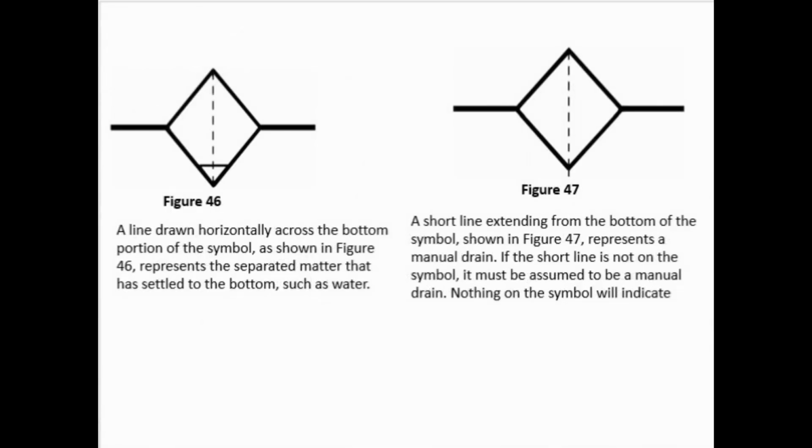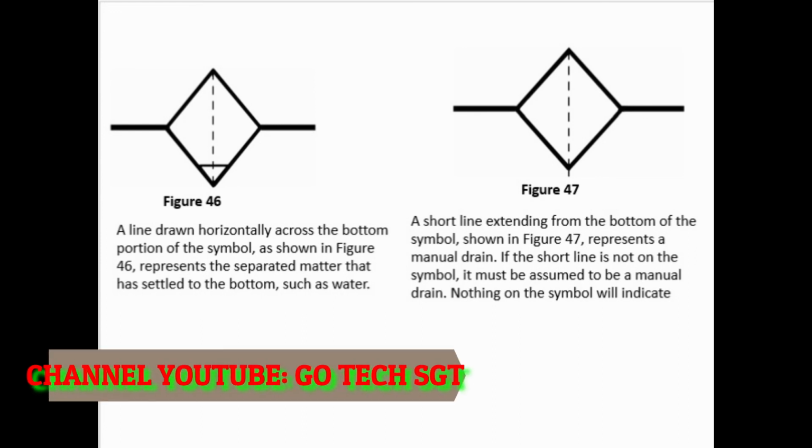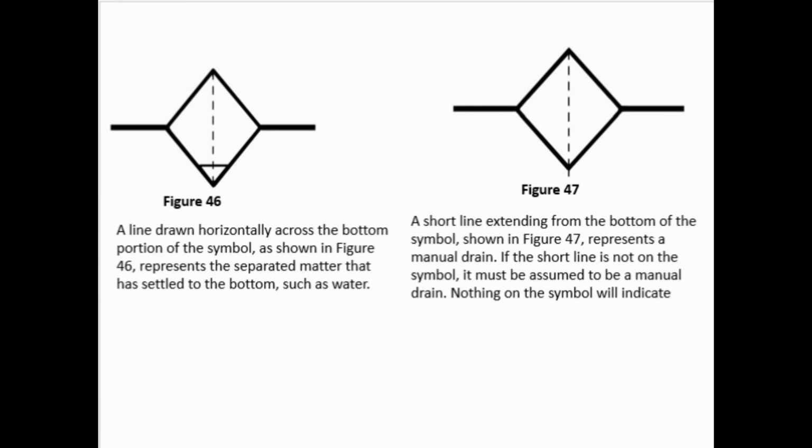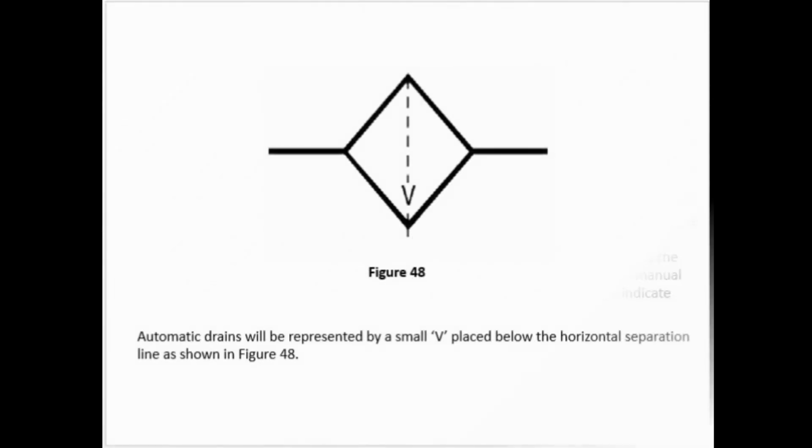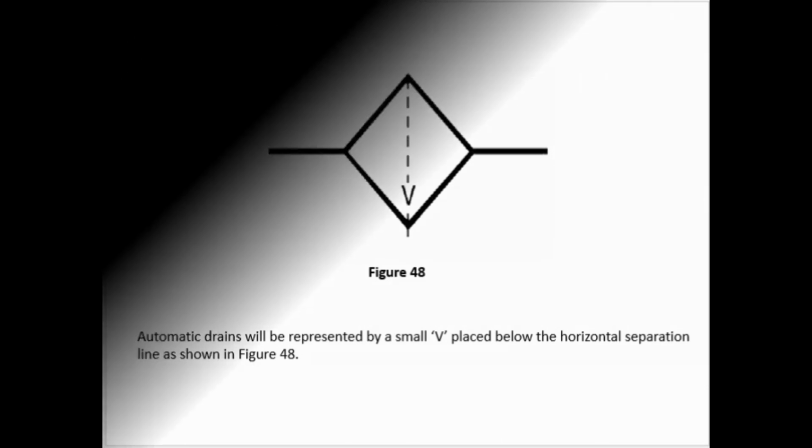A line drawn horizontally across the bottom portion of the symbol, as shown in figure 46, represents the separated matter that has settled to the bottom, such as water. A short line extending from the bottom of the symbol, shown in figure 47, represents a manual drain. If the short line is not on the symbol, it must be assumed to be a manual drain. Nothing on the symbol will indicate. Automatic drains will be represented by a small V placed below the horizontal separation line as shown in figure 48.